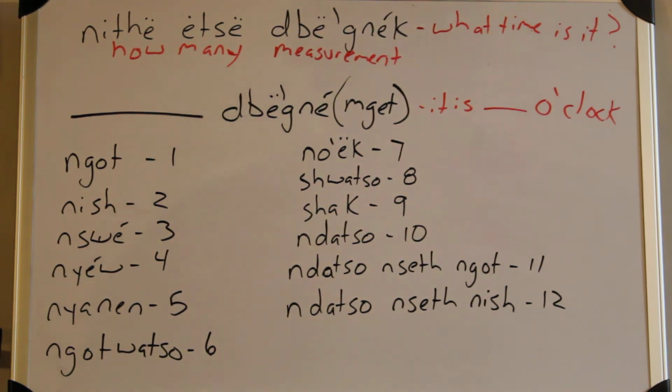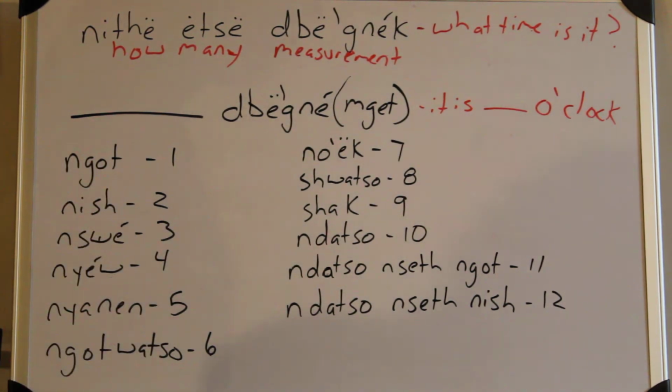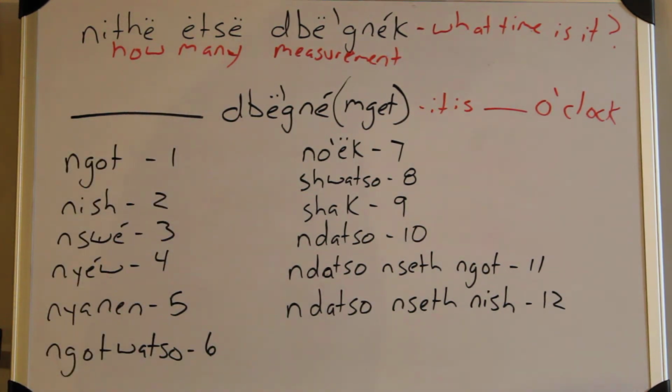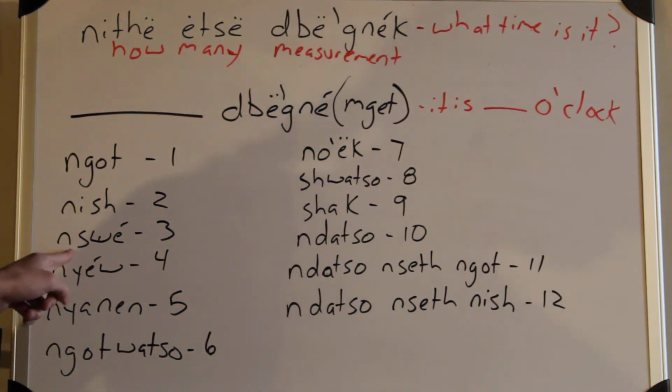Now, if you want to do that fully in Potawatomi, you're going to have your numbers 1 through 12. Our word for 1 is ngot. Ngot, 1. So if I said ngot debuganak, it is 1 o'clock. Nish is 2. Nish debuganak, it is 2 o'clock. Nswa.